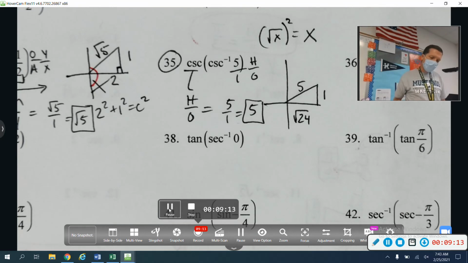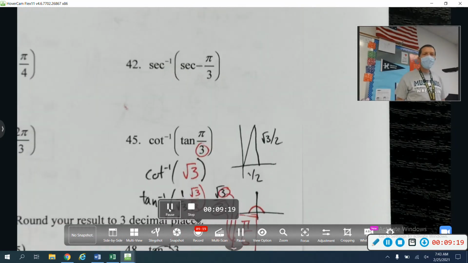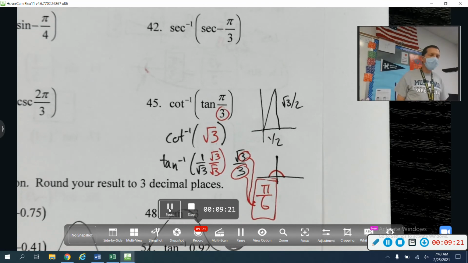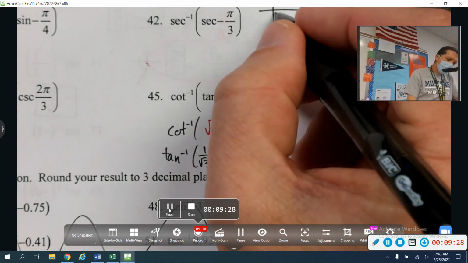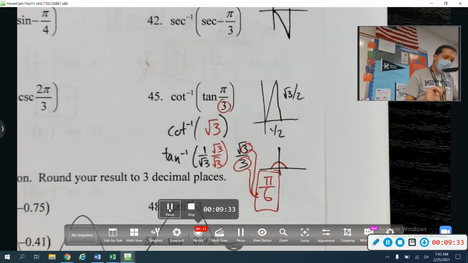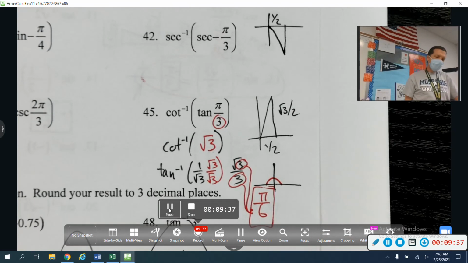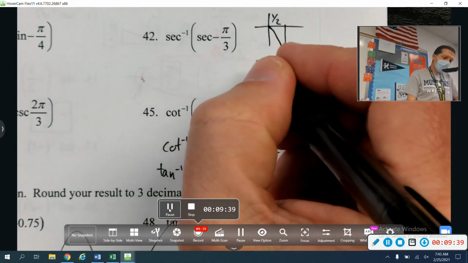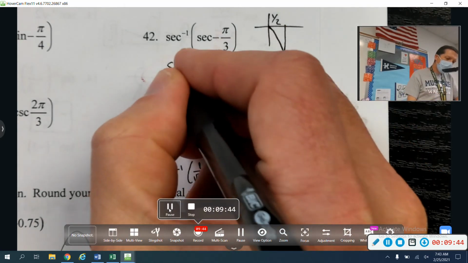Like, let's look at 42. It is one where it doesn't quite work. So inverse secant of secant, you think, oh, those just undo each other, so the answer must be negative pi over 3. Well, let's see what happens. Secant of negative pi over 3 is the flip of cosine. Cosine's 1/2, so secant would be the flip of that. So 2.